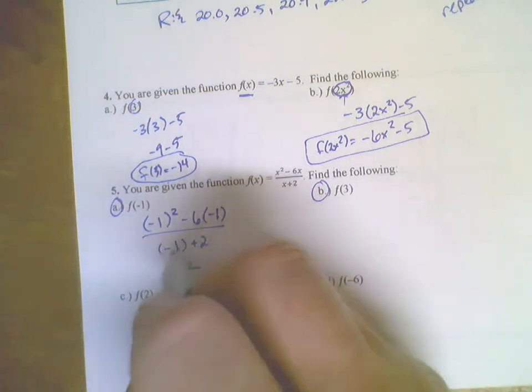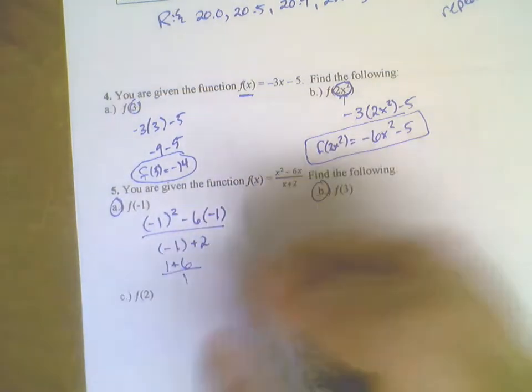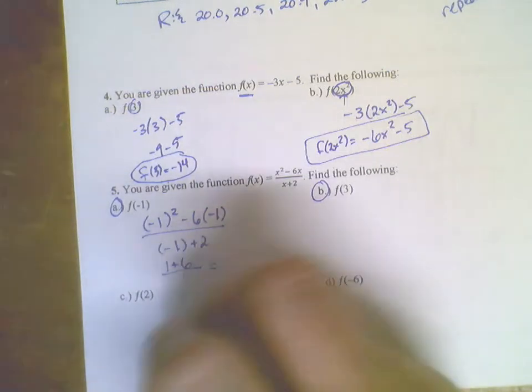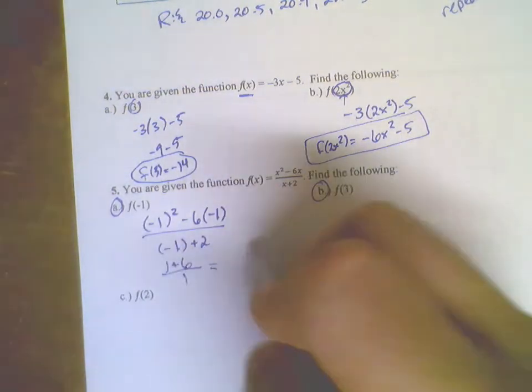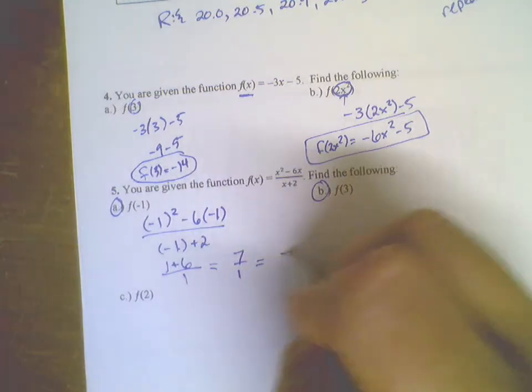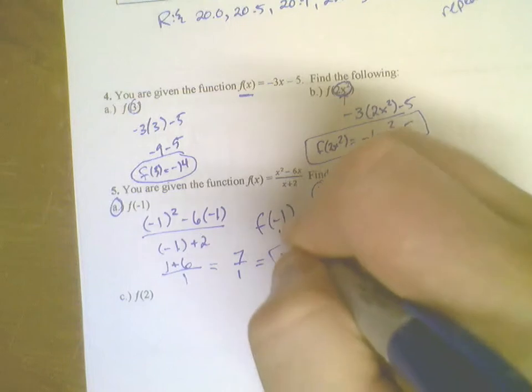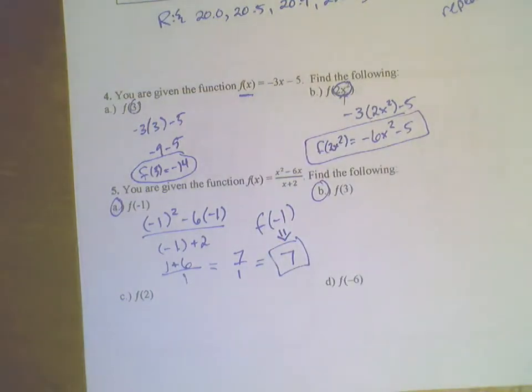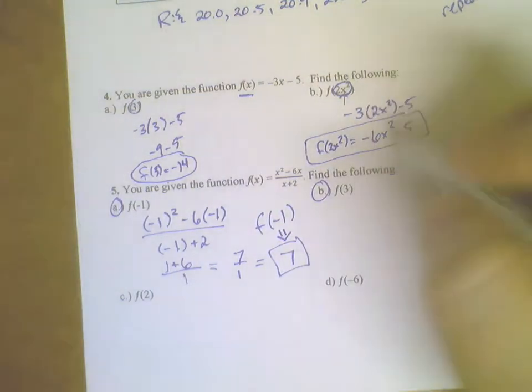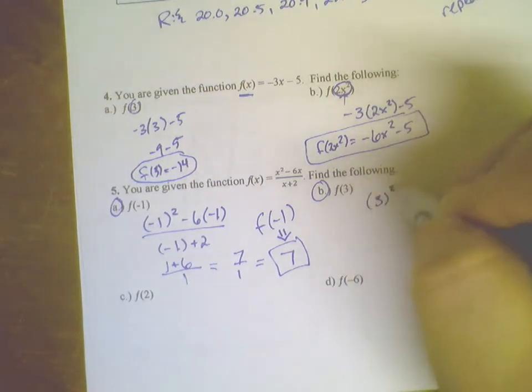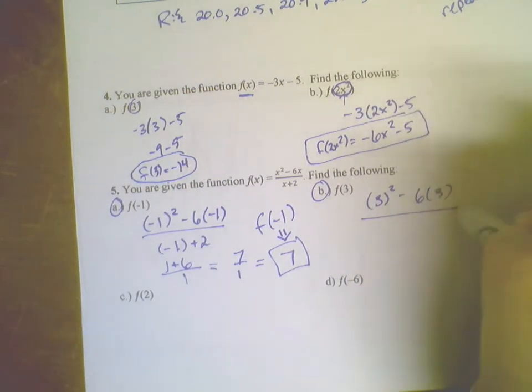And on the bottom, it's just -1 plus 2, which is 1. So combine like terms, simplify, so it's 7 over 1, which is just 7. So you could say f of -1 equals 7. Then let's do it again with the 3. Okay, and then 3 plus 2.